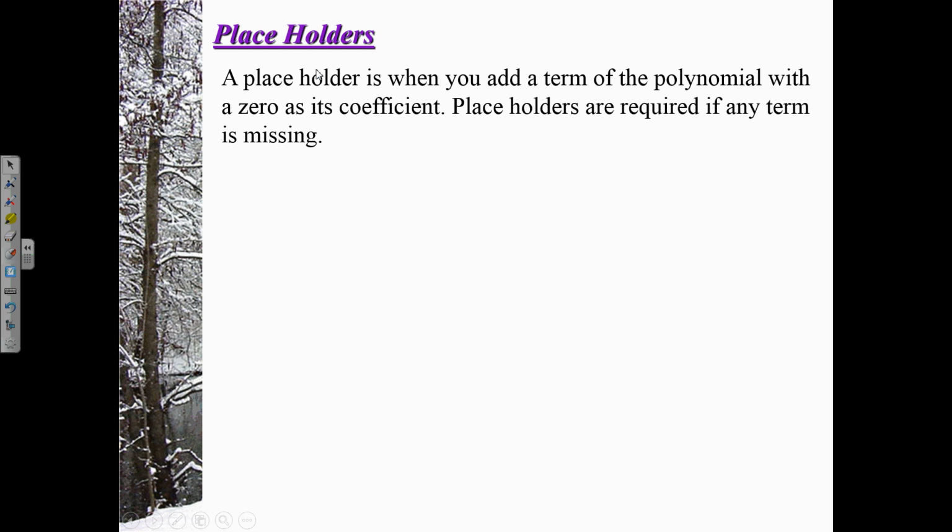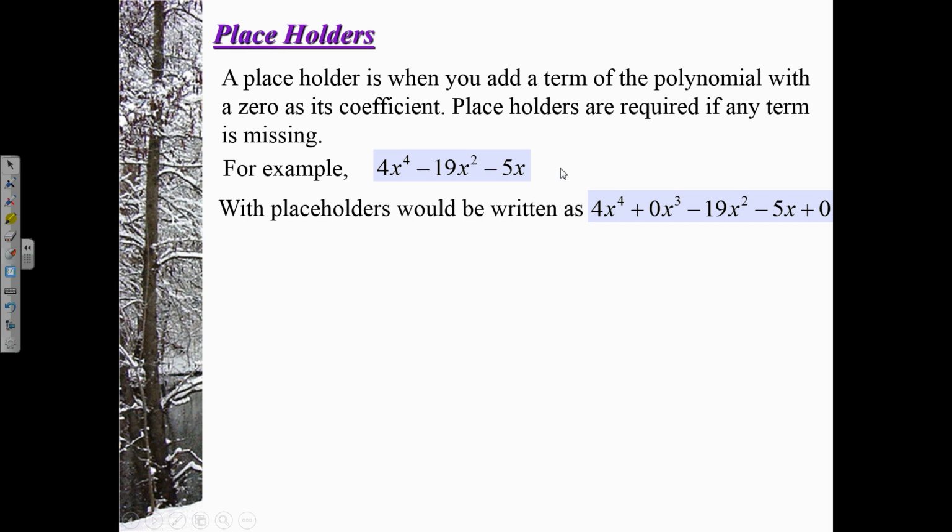So as I mentioned earlier, this thing called a placeholder. A placeholder is when you add a term of the polynomial with 0 as its coefficient. And they're required if you're missing any terms. So for example, in this polynomial, it has something to the 4th power, but it's missing something to the 3rd power. And then it has the 2nd power, it has the 1st power, but it doesn't have the constant term.